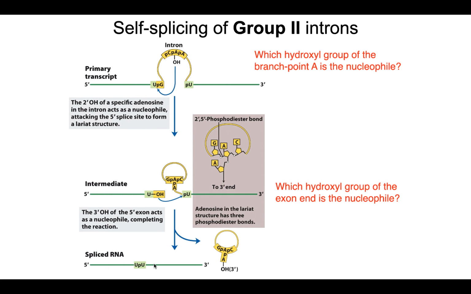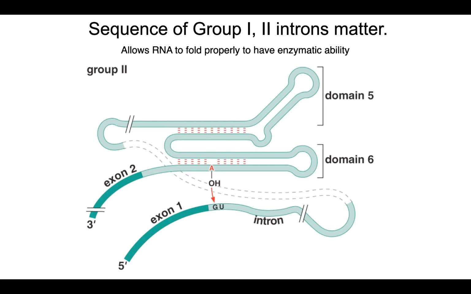So Group I and Group II introns are similar in that they are both self-splicing. The introns themselves are acting like an enzyme, so they are ribozymes. The difference is that Group I requires that free-floating guanosine nucleotide, and Group II requires that A within the intron. In that respect, requiring an A within the intron as the first nucleophile, it is similar to spliceosomes, and we'll get to that in a moment.